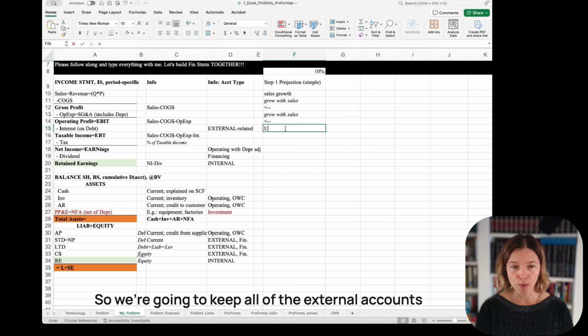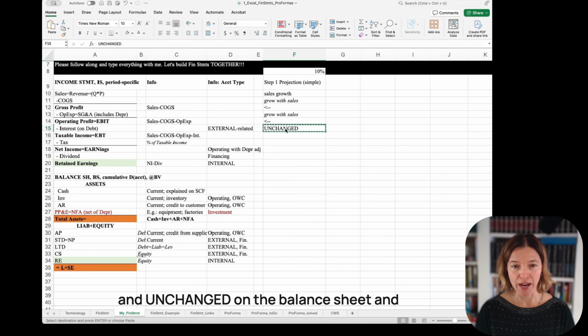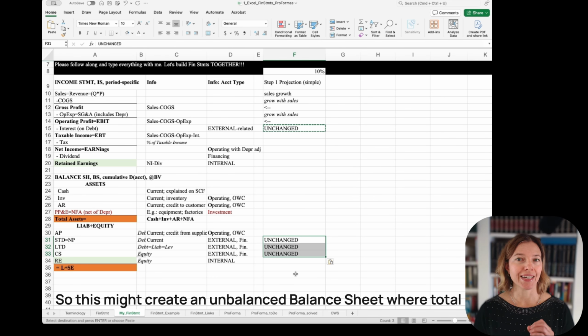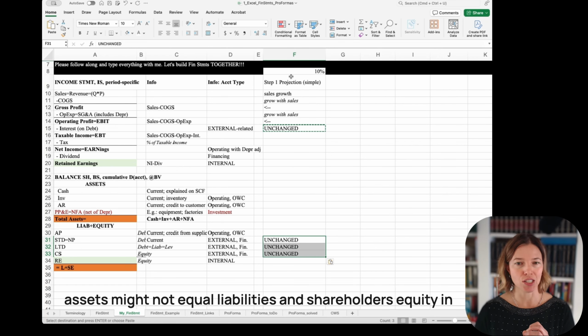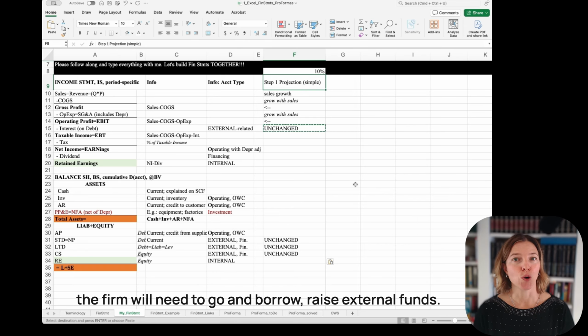Perhaps internal funds are enough to support the 10% growth next year, perhaps not. So we're going to keep all of the external accounts unchanged on the balance sheet and the income statement for step one pro forma. So this might create an unbalanced balance sheet where total assets might not equal liabilities and shareholders' equity in your projection. And that's what's going to tell you whether a firm will need to go and borrow, raise external funds.